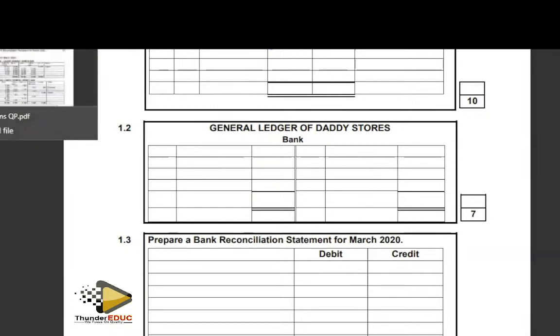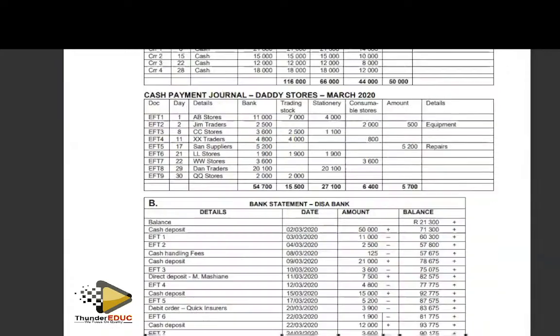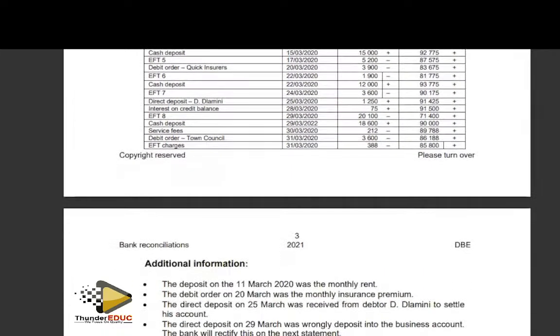Right. Now, let's go back to our question. I said we have to start ticking off. As we tick off, we must also check the additional information. So I'm seeing a 5,000 here, cash deposit on the 2nd of March. Remember, don't worry about the date so much. What you need to know is what the transaction was for. So long as you see the transaction there, so let's check.